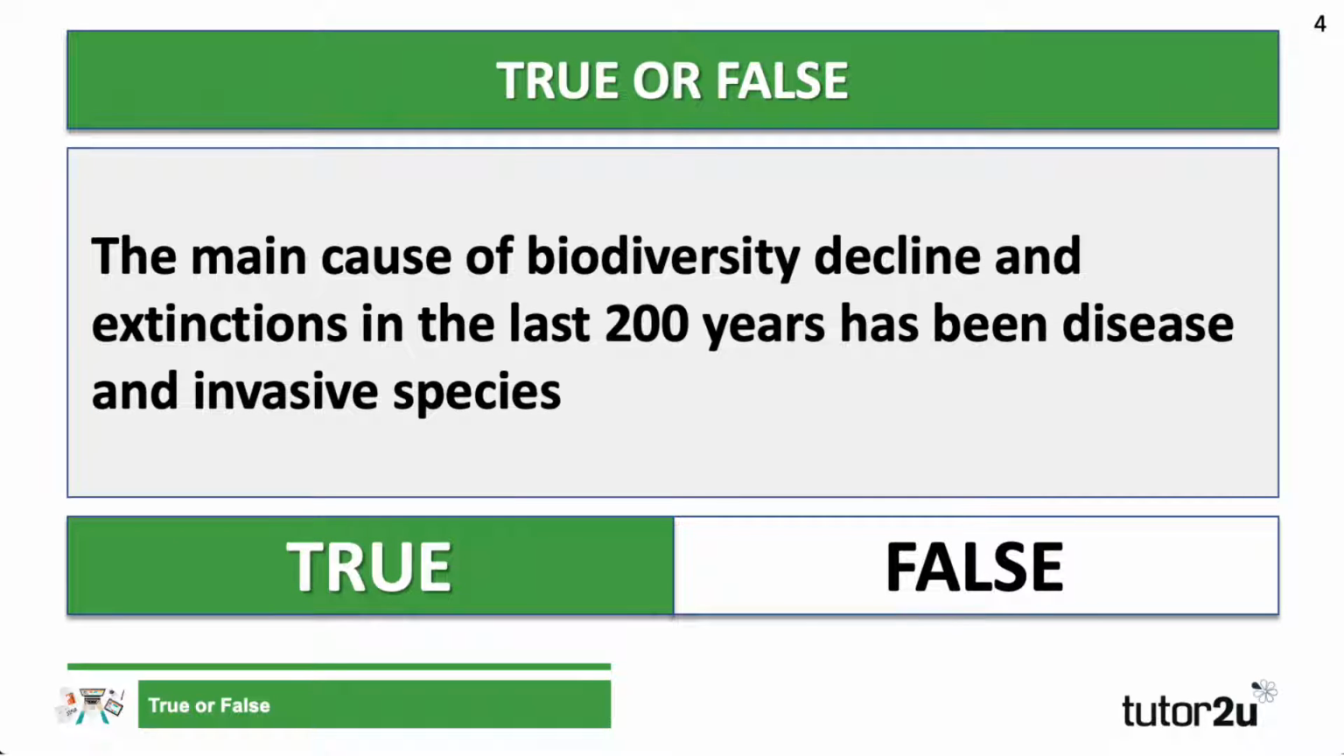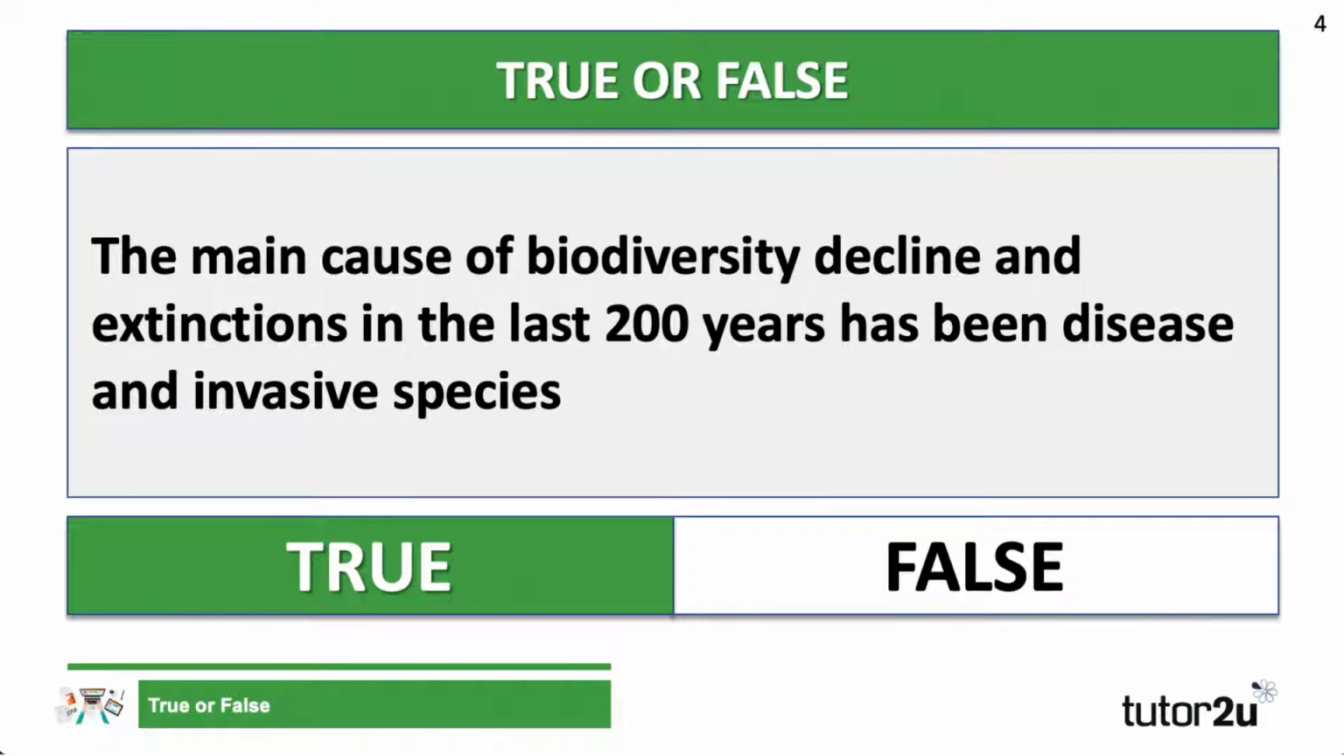The main cause of biodiversity decline and extinctions in the last 200 years has been disease and invasive species. Is it true that that is the case? Are disease and invasive species the main causes of decline and extinctions?